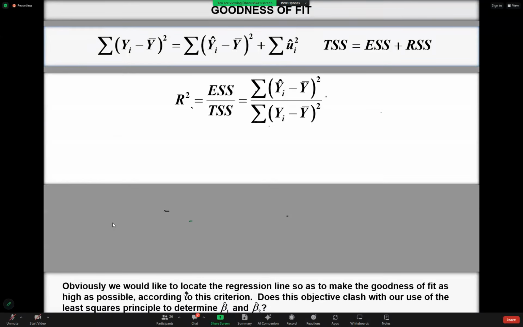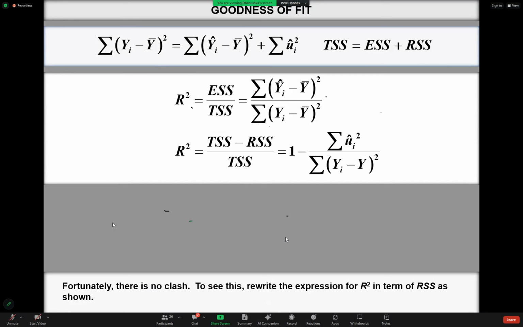Now, obviously, we would like to locate the regression line so as to make the goodness of fit as high as possible according to this criteria. Does this objective clash with our use of the least square principle to determine beta 1 and beta 2? What is the principle of the least square method? The principle is with the minimum errors.